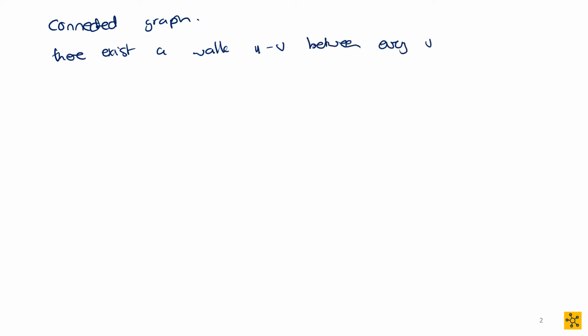So you know every person personally, kind of a situation. So a connected graph: there exists a walk, UV, between every vertex or vertice in the graph.